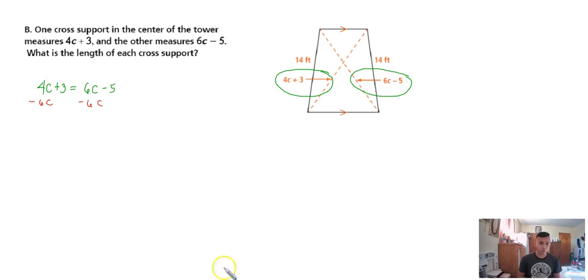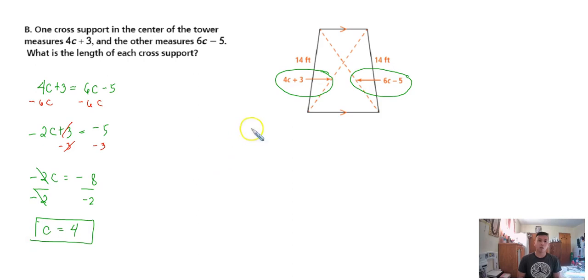All right, so this will give me negative 2c plus 3 is equal to negative 5. And then from here, I'm going to subtract 3 from both sides. Okay, this will be cancelled. Of course, I have negative 2c is equal to negative 8, right? Therefore, I'm going to divide both sides by negative 2. Thus, our answer here, the value of c is positive 4. Okay, c is positive 4.